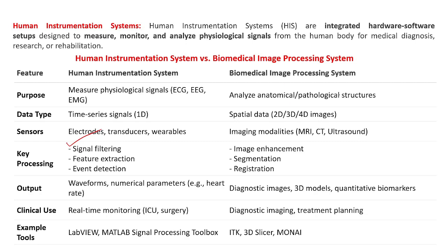So now we discuss biomedical image processing. It is an anatomical or physiological structural view of our human body. Specifically, we can see the internal organs of our body. And the data is spatial domain data, that means two-dimensional, three-dimensional, or even four-dimensional. For sensors, we can use X-ray, MRI, CT scan, ultrasound detectors. The key processing is image enhancement, segmentation, and registration, which is also required for biomedical image processing. The outputs of medical image processing are diagnostic images, 3D models, or several types of biomarkers.